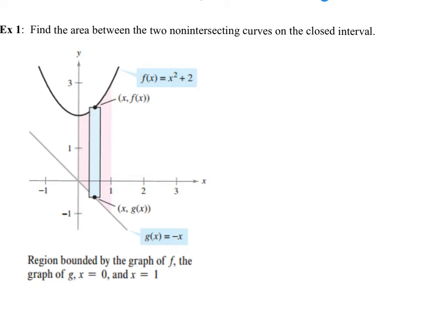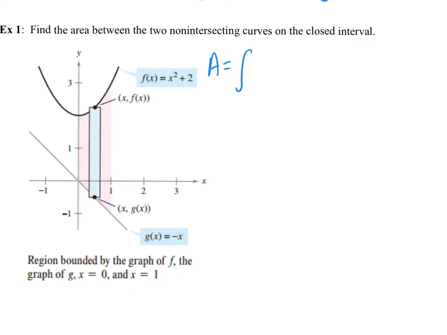So to find this area, let's call the area capital A. The area of this shaded region is found by taking the integral, and we're integrating from 0 to 1. Remember, it was bounded on the left by the vertical line x equals 0 and on the right by x equals 1.